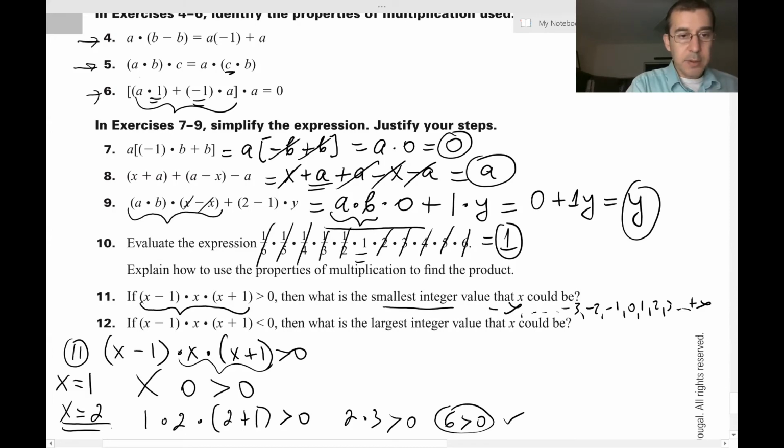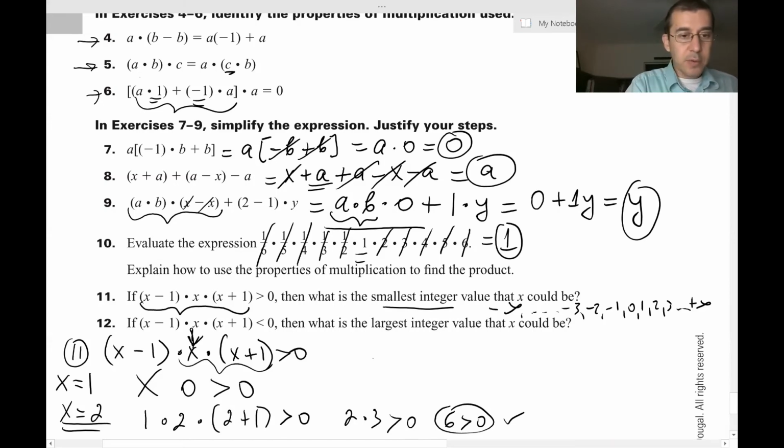And what happens if we do 0, right? We tried 0 here. If we do 0, then the whole thing is 0, and 0 is not greater than 0, right? So we tried 1. Then 1 minus 1 is 0. So we again get 0. 0 is not greater than 0. Then we try 2. Yes. So 2 is the smallest integer.